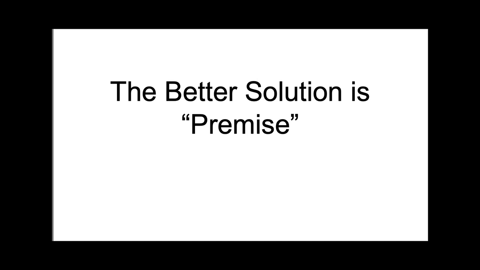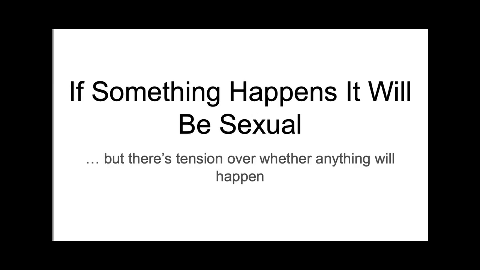And the idea of premise is this. When you have premise, that means that if something happens, it will be sexual. However, there's no guarantee that anything will happen, right? So the idea with the girl is, if we were to get together, it would be a sexual relationship, but I'm an abundant guy. I have a lot of choices. I just met you. We won't necessarily get together. You still have to win me over. But if you win me over, it will not be as friends. It will be sexual. So that's the idea, right? If something happens, it'll be sexual, but it's quite possible nothing's going to happen.